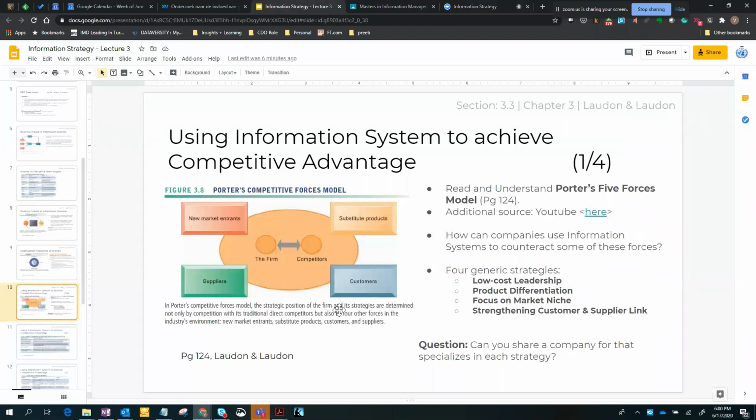So Porter's five forces, what are they? Porter says that the competition between a company and its competitors is dependent on these five things. So the strategic position of the firm is not just about the direct competition between the companies, but about these five things. The first thing is, can new players enter the market? So can new players enter the market?